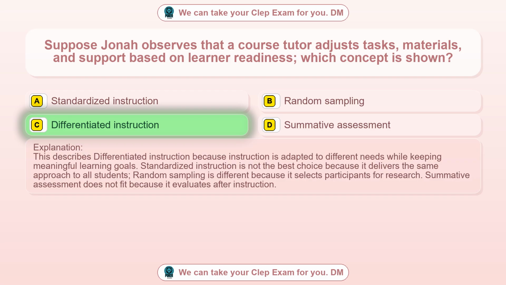This describes differentiated instruction because instruction is adapted to different needs while keeping meaningful learning goals. Standardized instruction is not the best choice because it delivers the same approach to all students. Random sampling is different because it selects participants for research. Summative assessment does not fit because it evaluates after instruction.